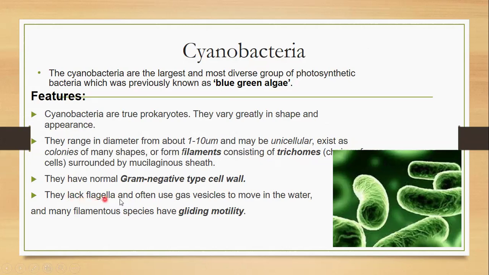They lack flagella and often use gas vesicles to move in water. Many filamentous species show gliding motility. Gliding motility means they move slowly and reach their mates, from where they reproduce or undergo the mating process.